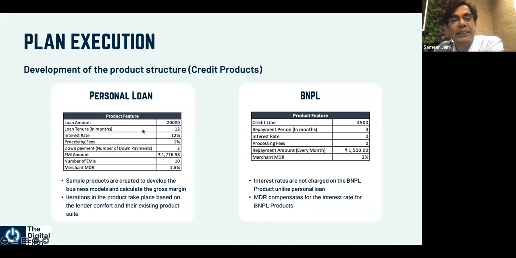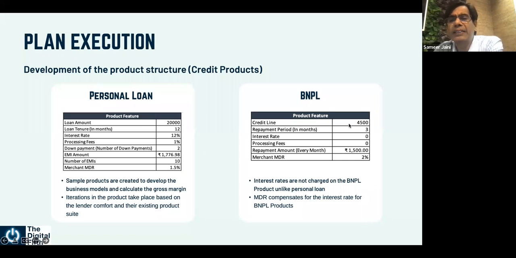So a PL would look like this. You will have a loan amount of 20,000 rupees, a 12 month tenure, a 12% rate, and then you have a processing fee of 1%. You just put this construct. And if it is possible to get some MDR also from the merchant, it's great. If not, it's okay. And then you can figure out overall what the customer will pay. Based on that money, you will finally end up splitting between you and your lender.